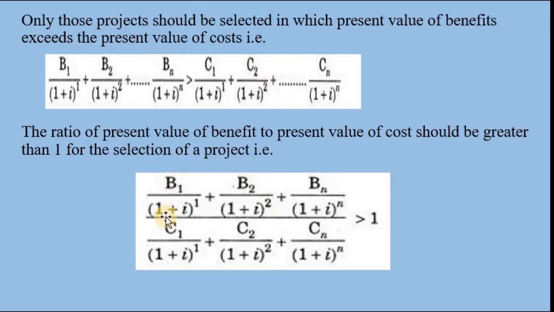So in case of B by C, which we already discussed as one of the different criteria for cost benefit analysis, the ratio of the present value of benefit to the present value of cost should be greater than 1. Then the project is selected, that is B1, B2 for different years, with the social discount rate and different periods of time, divided by cost, and the ratio is greater than 1.